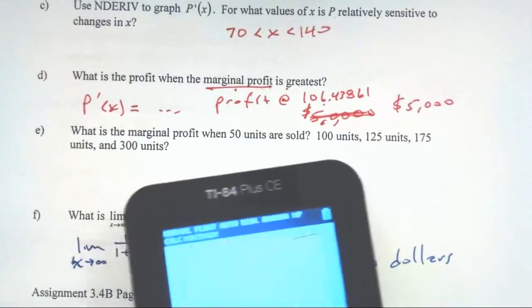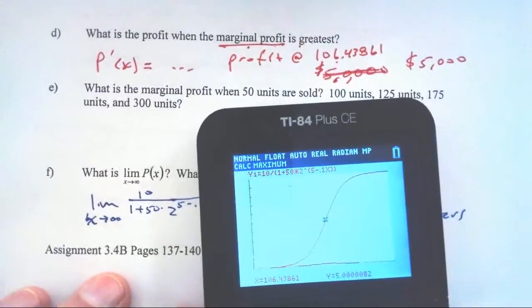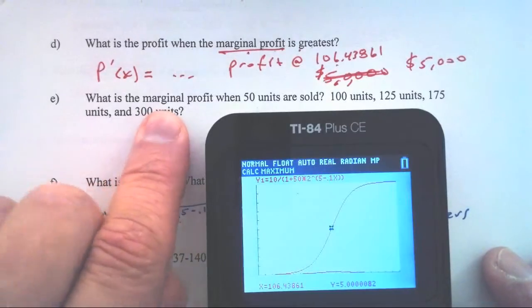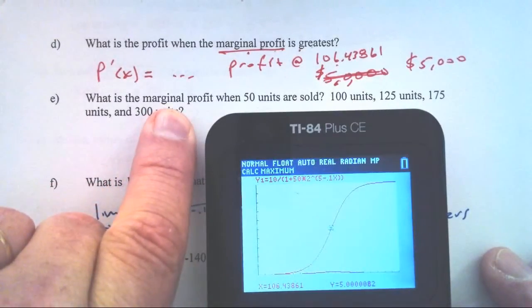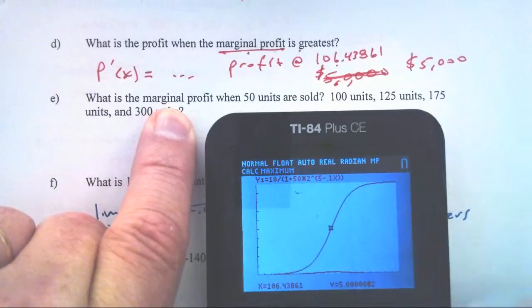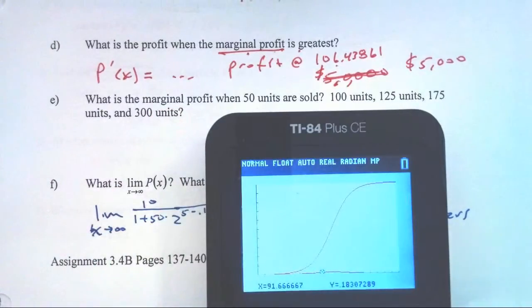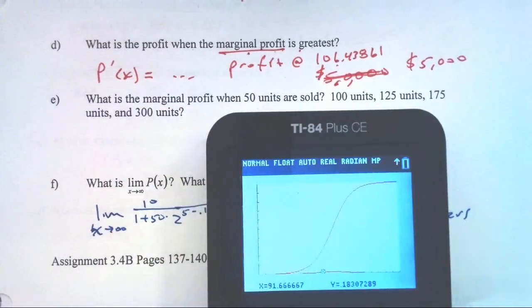The best way I believe to do this would be, we're going to go into our calculator here, and I'm just going to go second calc value. Find the marginal profit. So which function are we going to be looking at here? The marginal profit at 50 units. What is the marginal profit at 50 units? So we want to jump down onto this function, and I'm going to go second calc.